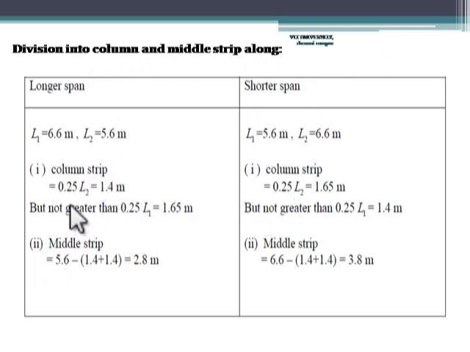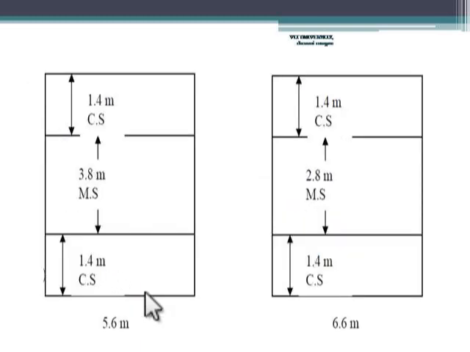As we know, in column strip, 0.25 L2 gives 1.4 meter, that shouldn't be greater than 0.25 of L1. As for the middle strip, this is the diagram of the longer span and shorter span.